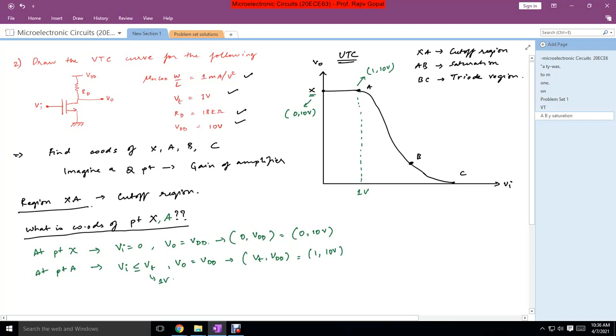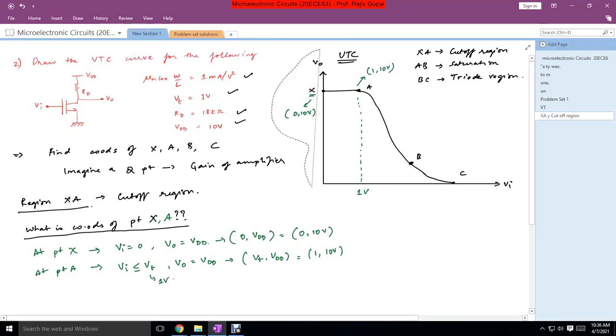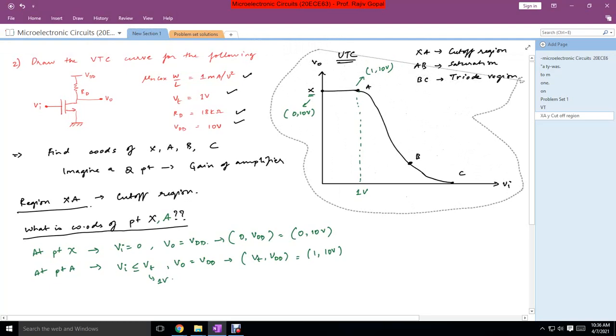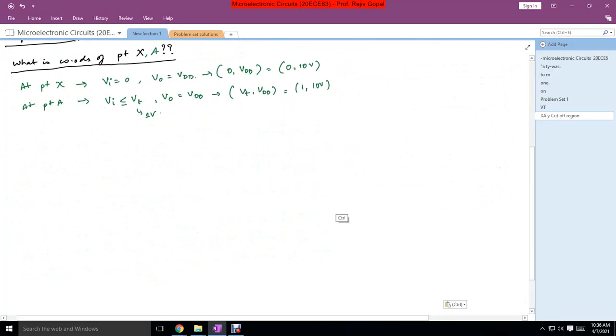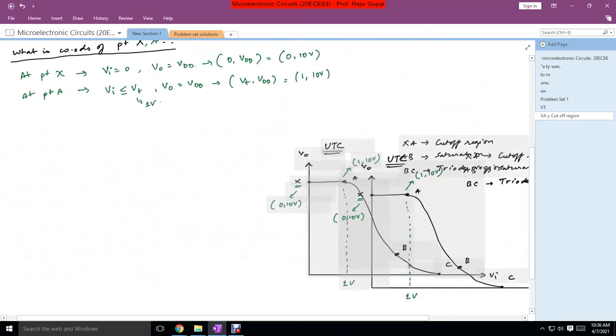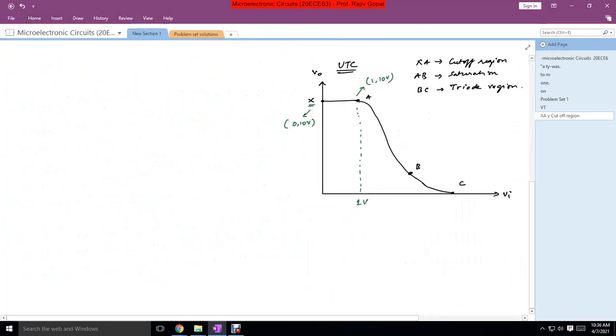Now let us look at region AB. I'll copy this again. So first set I am done. Let us look at region AB. I have to find coordinates of A and I have to find coordinates of B.